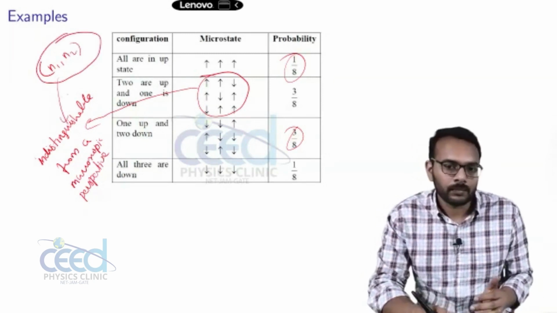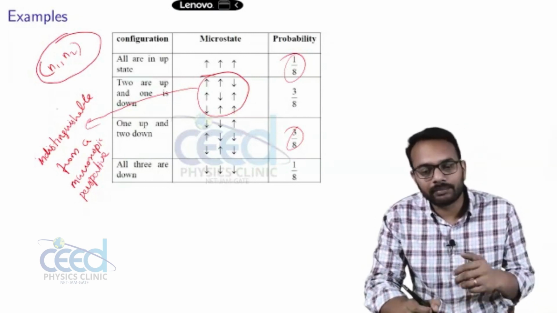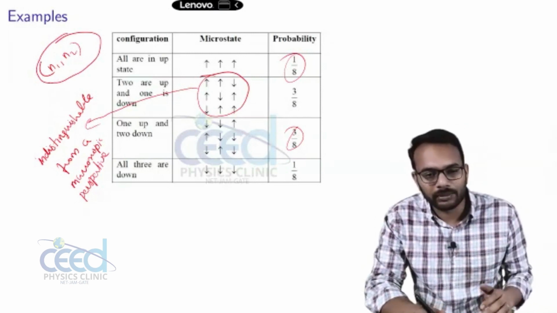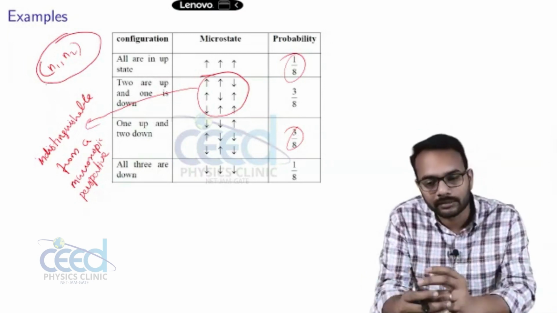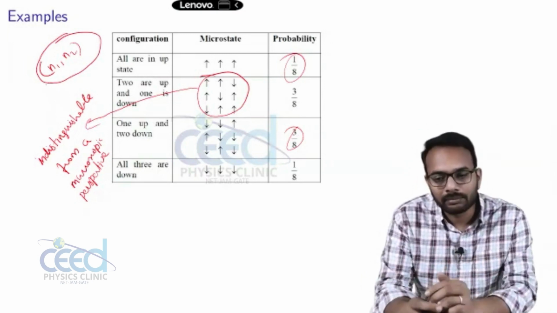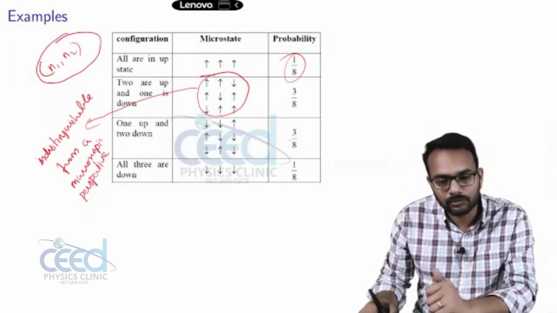So this number of microstates is associated with entropy. It has something to do with the way we choose to look at the system. But that's not very problematic. We'll see later on because of the huge numbers involved.